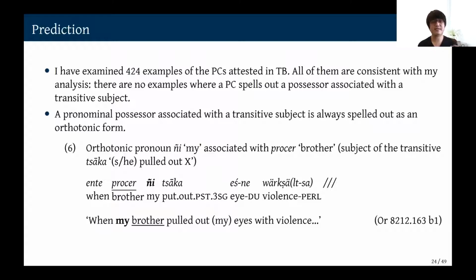I'd like to emphasize here that a pronominal possessor associated with a transitive subject is always spelled out as an orthotonic form, as in example 6. Here we have an orthotonic pronoun, which is associated with the subject of the transitive verb: "when my brother pulled out my eyes with violence," and so on.